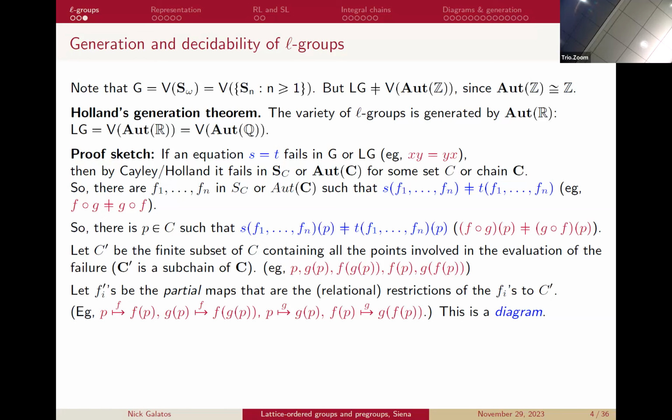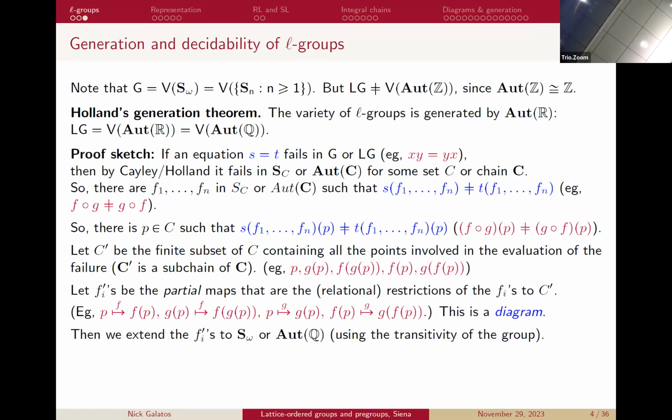Only the arrows that are coming from the labels of the points are meaningful. Okay, why is the diagram useful? Because now we can move away from this chain C on which we're guaranteed the failure happens to Q. This is the chain we want to witness the failure on. This fits inside Q because you just pick any five different points of Q and put it in there.